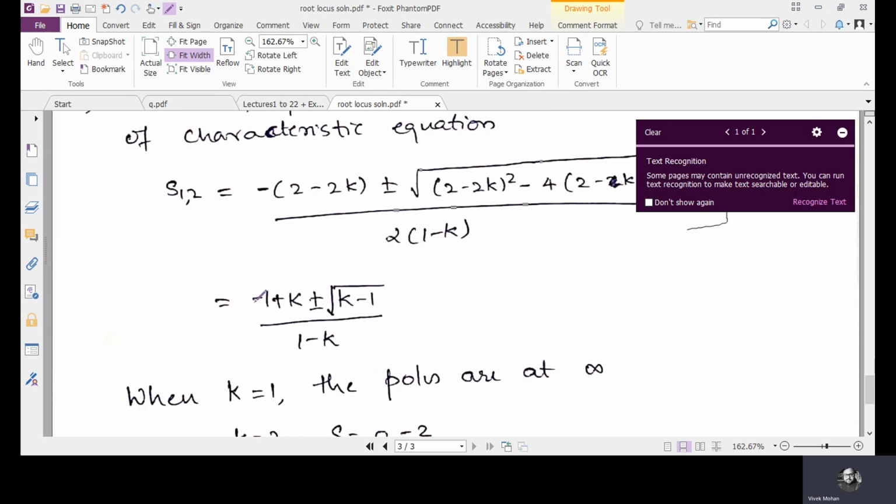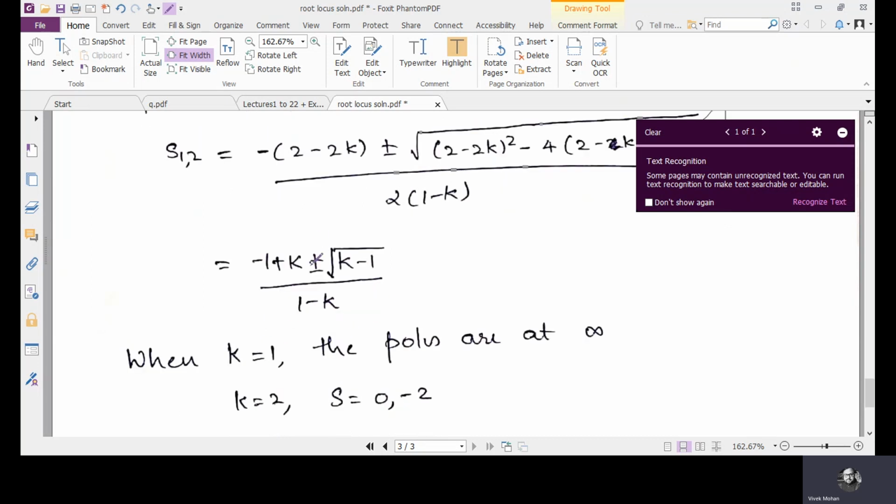After simplification, it will be minus 1 plus k plus or minus root of k minus 1 by 1 minus k. So you can substitute k equals 1 and k equals 2. When k equals 1, the poles are at infinity, and when k equals 2, the poles are 0 and minus 2. So that's all for today.